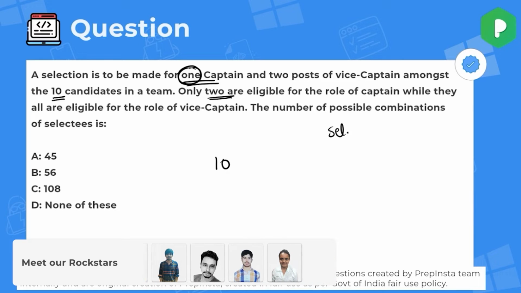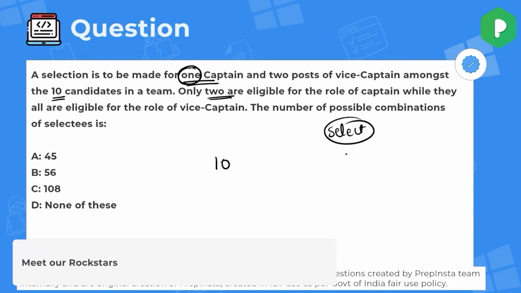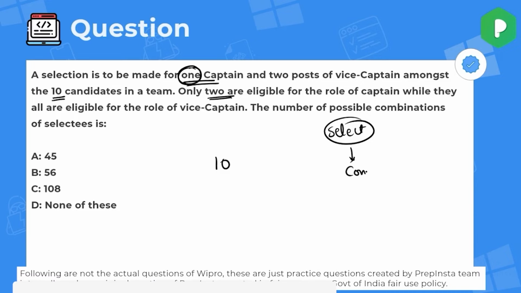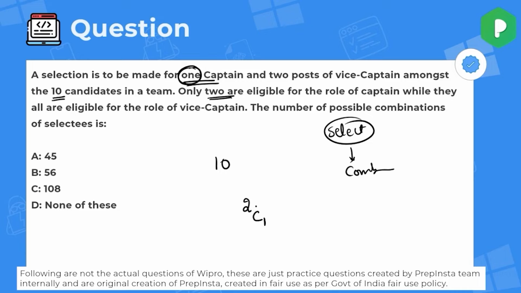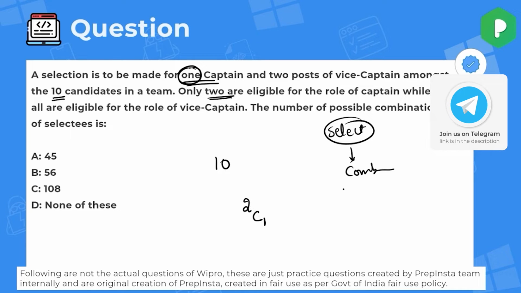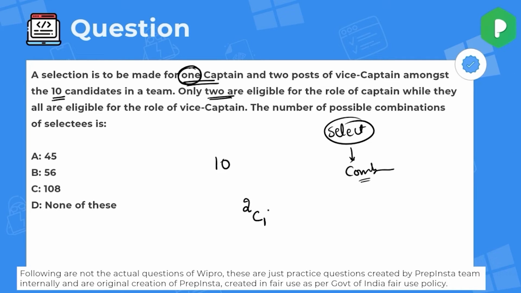For simple selection, what is the term you will use? It is nothing but combination, right? You have to select one person from 2 candidates. So what is the number of ways you can select? It is nothing but 2C1 combinations you have to use, and then multiply.